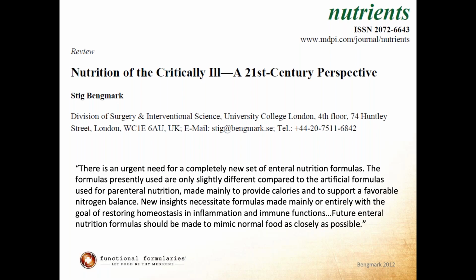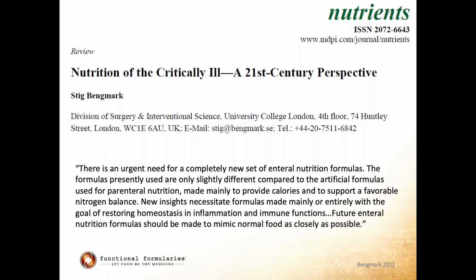So this quote here says that there is an urgent need for a completely new set of enteral nutrition formulas. The formulas presently used are only slightly different compared to the artificial formulas used in parenteral nutrition, made mainly to provide calories and to support a favorable nitrogen balance. New insights necessitate formulas made mainly or entirely with the goal of restoring homeostasis, inflammation, and immune functions. So future enteral nutrition formulas should be made to mimic normal food as closely as possible.